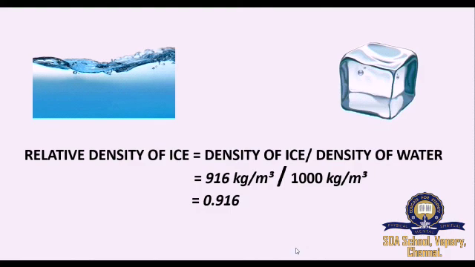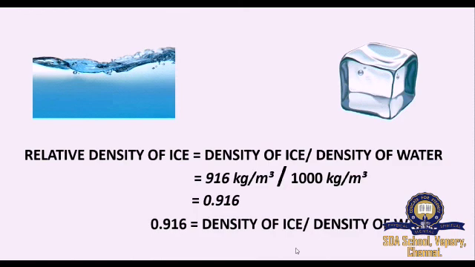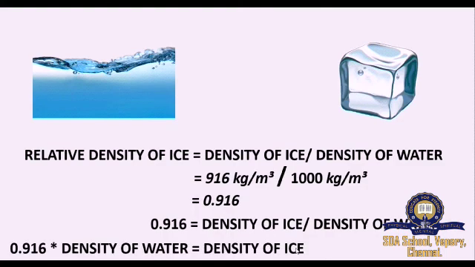What do we infer when we say the relative density of ice is 0.916? Okay, you have to note that the relative density has no unit, right? Because the units get cancelled each other. What do we infer when we say the relative density of ice is 0.916? It means density of ice is 0.916 times density of water.